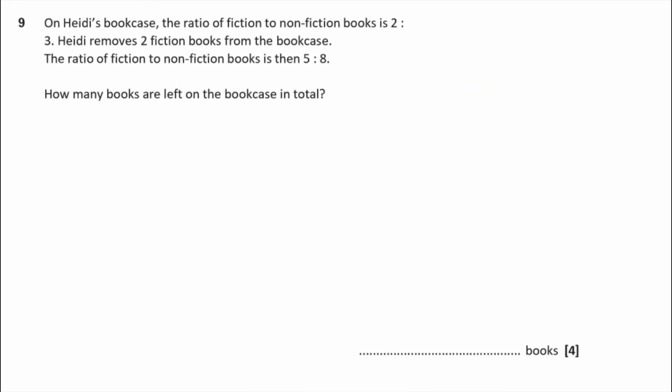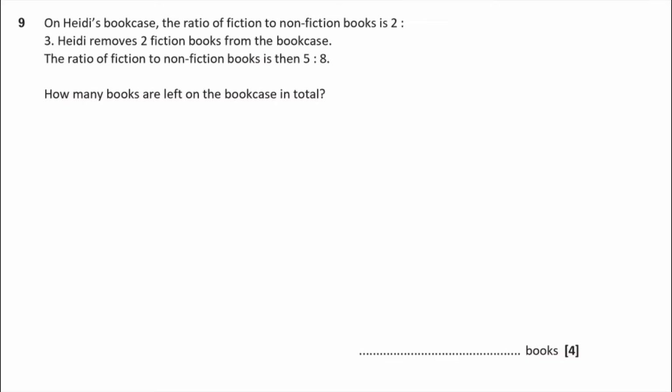Question 9. On Heidi's bookcase, the ratio of fiction to non-fiction books is 2 to 3. Heidi removes 2 fiction books from the bookcase. The ratio of fiction to non-fiction books is then 5 to 8. How many books are left on the bookcase in total?